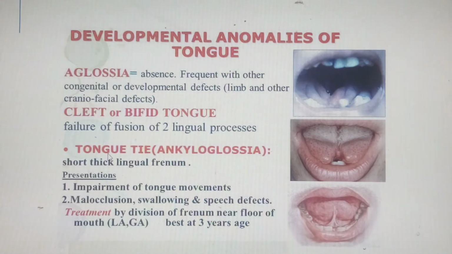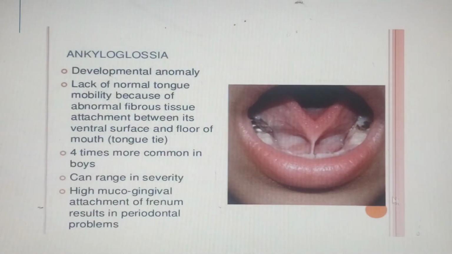Now another thing is tongue tie. I'll show you in another image. Let me use this image to show it to you. Now this is the tongue. What happens is that after the tongue is formed, there will be degeneration of most of these tissues over here, except at the midline, where there will be this kind of mucosal fold connecting it to the floor of the oral cavity.